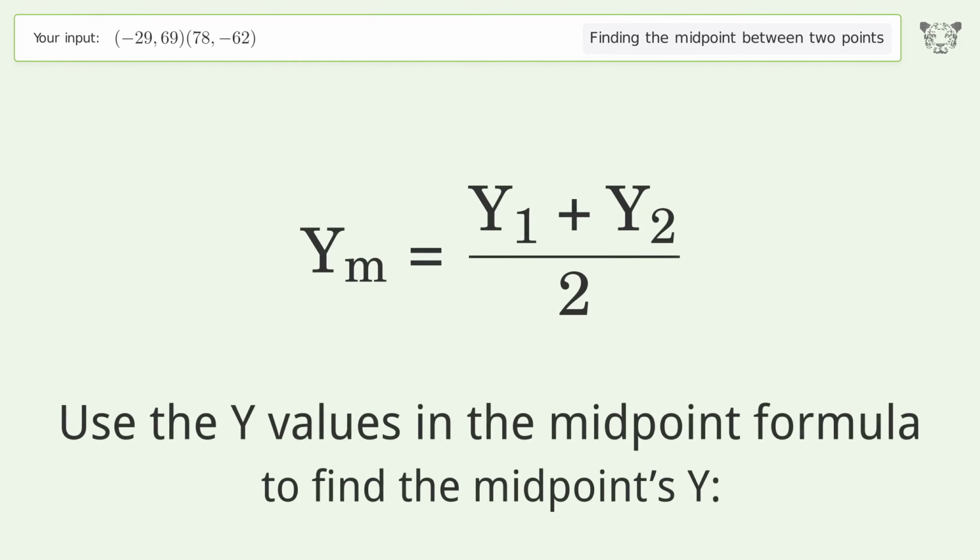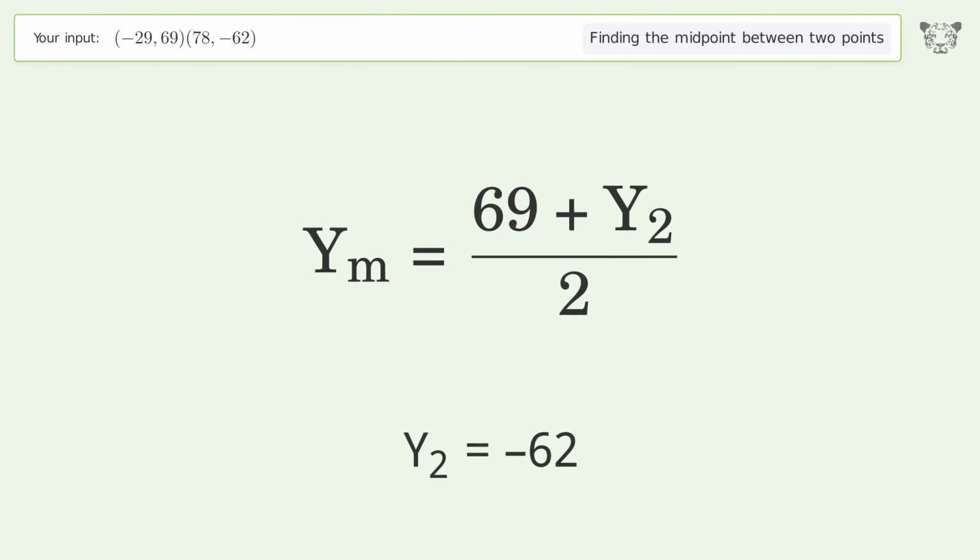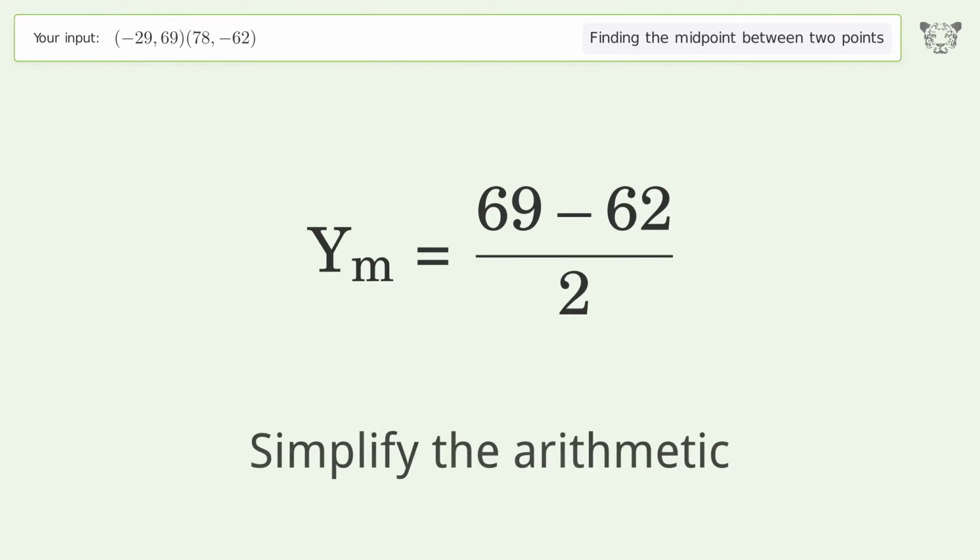Use the y values in the midpoint formula to find the midpoint's y. y1 equals 69. y2 equals -62. Simplify the arithmetic.